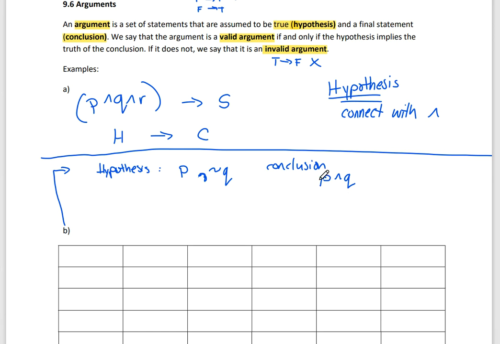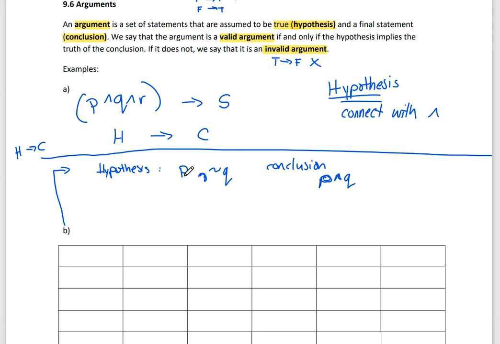Okay, so this is our argument here. To set it up, the first thing we're going to do is set it up in argument form. Argument form is hypothesis implies conclusion. So I need to get all of this information to look like hypothesis implies conclusion. Just like we did with proving equivalence, where you set everything up with a biconditional, now I'm going to set everything up with that conditional symbol in the middle.